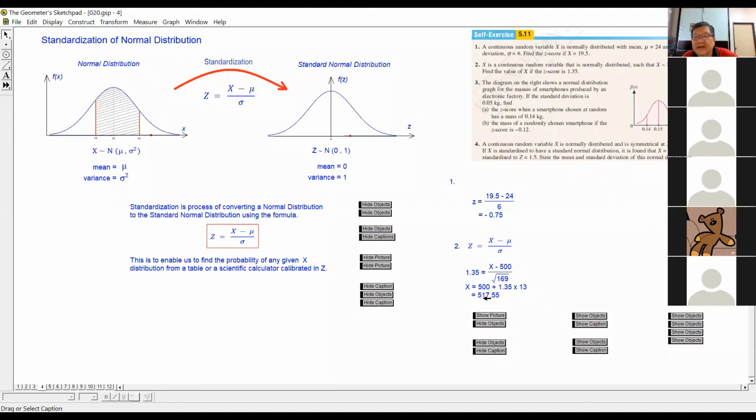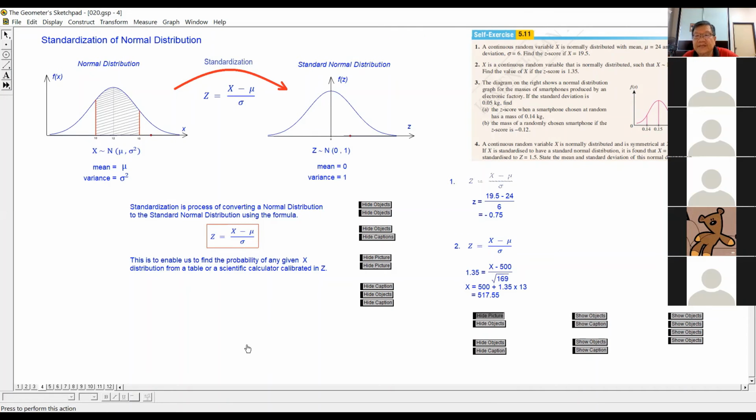X is 517.55. It means on the z-axis, the number is 1.35. On the x-axis, the number is 517.55. Okay? So this is the meaning of it. Now, next one. Read question number 3.